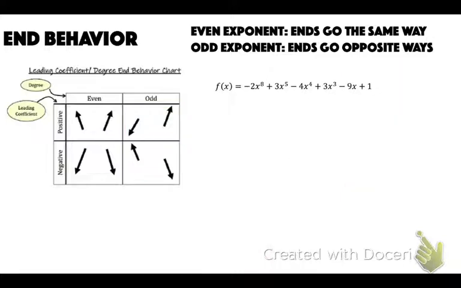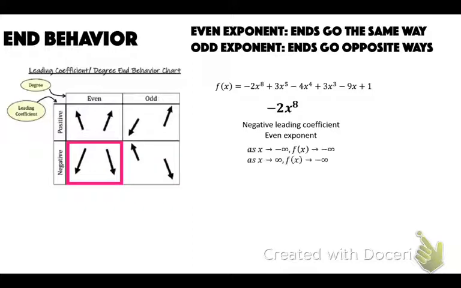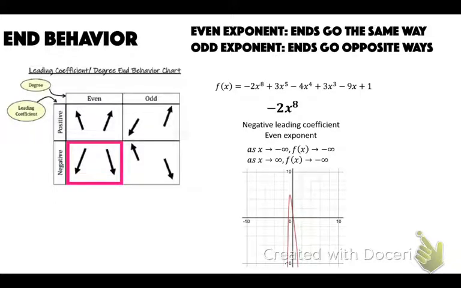This one, negative 2x to the 8th plus blah, blah, blah. Don't care about all that. I only care about that negative 2x to the 8th. It is a negative leading coefficient, and it's an even exponent. So negative and even means that they are both going down. So as x goes to negative infinity, f of x goes to negative infinity. And as x goes to infinity, f of x also goes to negative infinity. And there's a sketch of that graph so that we can kind of see that.